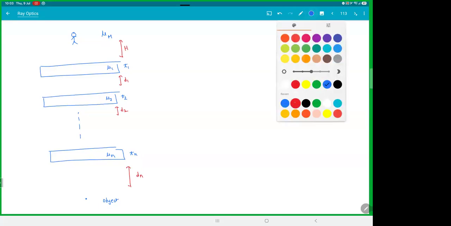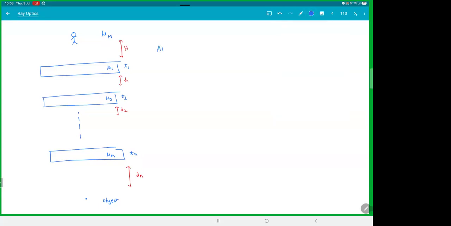Then you can simply say the apparent distance would be h plus add all those distances. So that space in the middle is useless. You can just remove all that stuff.